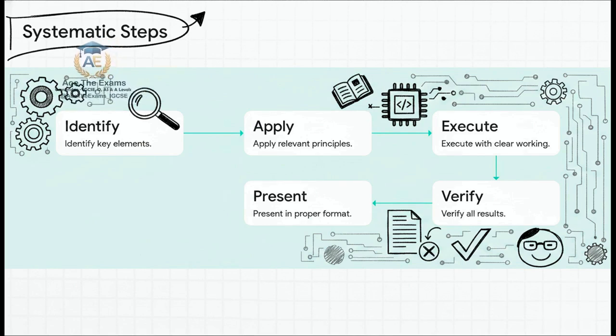Point, evidence, explanation, link. If you use PEEL for every major paragraph, you are inherently checking all of these boxes. You make your point, you back it up with evidence from the scenario, you provide an explanation of the technical concept, and you link it back to the question. It completely stops you from doing what Alex does, which is just brain-dumping raw facts without structure.